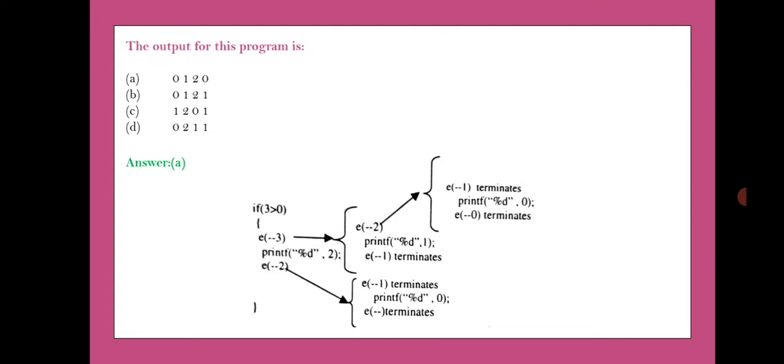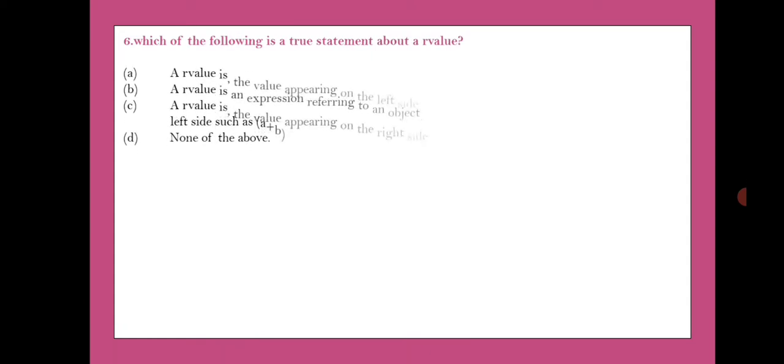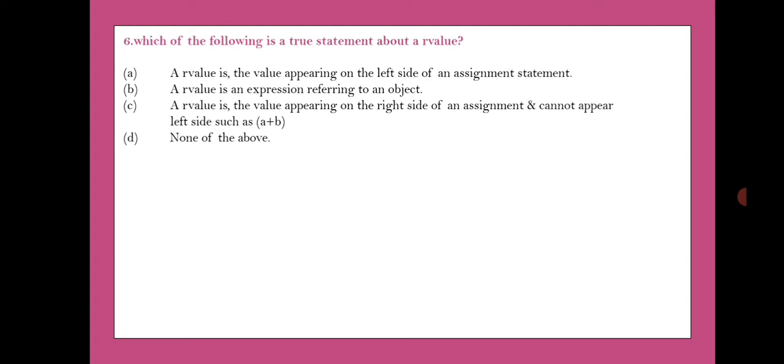Let's move on to the next question. Which of the following is a true statement about R value? A. R value is the value appearing on the left side of an assignment statement. B. R value is an expression referring to an object. C. R value is the value appearing on the right side of an assignment and can't appear on the left side, such as A plus B. D. None of the above.